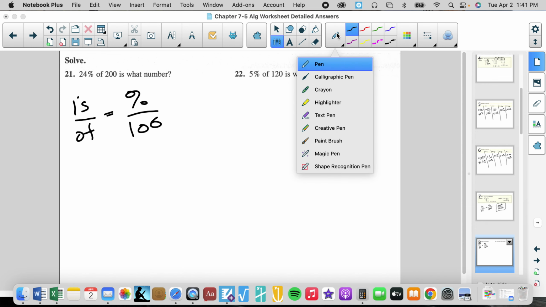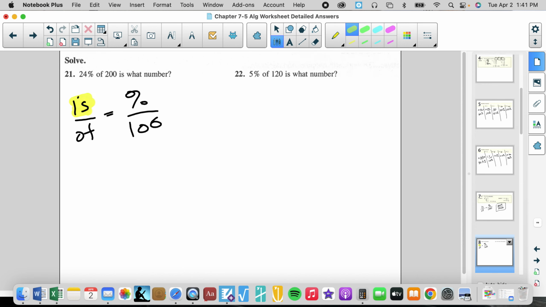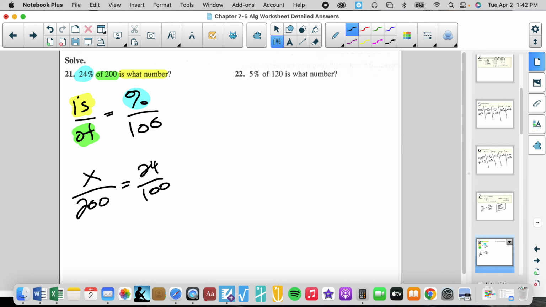So what is the is? So is what number? So that's going to be my unknown. The of, what's the whole part, right? And then 24% is going to go in the percent. Because 24% is 24 over 100. So this is going to get my x. Of is going to be 200 equals, what's my percent? 24 over 100. Now I'm going to use my proportion. I'm going to go from my known to my unknown, and I'm going to multiply by 2. So we get 48 is my answer.